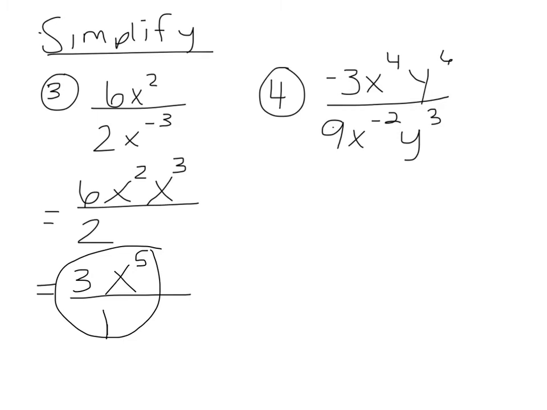Okay, number 4, same thing. You see negative exponents, so the first thing you want to do is actually get rid of those negative exponents. So we'll leave the negative 3 over 9 for now. X to the 4 stays where it is. Y to the 6 stays where it is. X squared comes up, and I'm going to put it right next to the other x's. And then y cubed stays on the bottom.